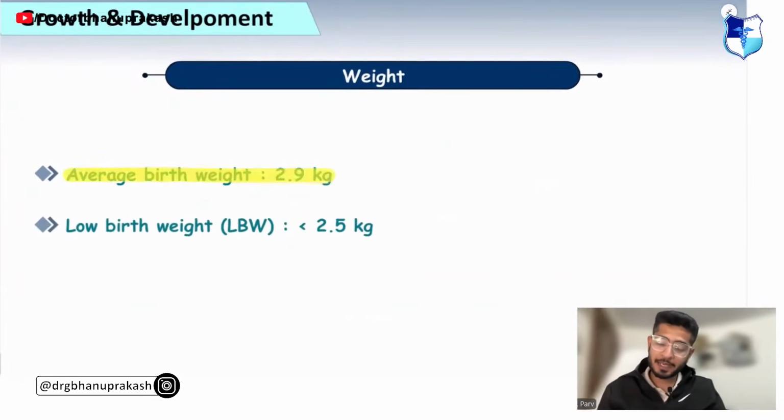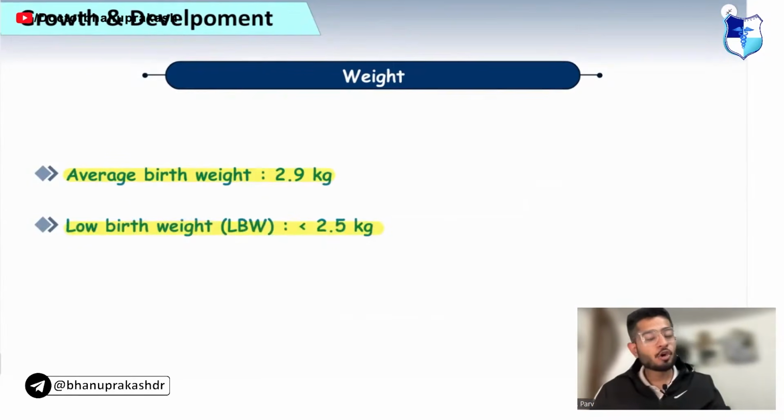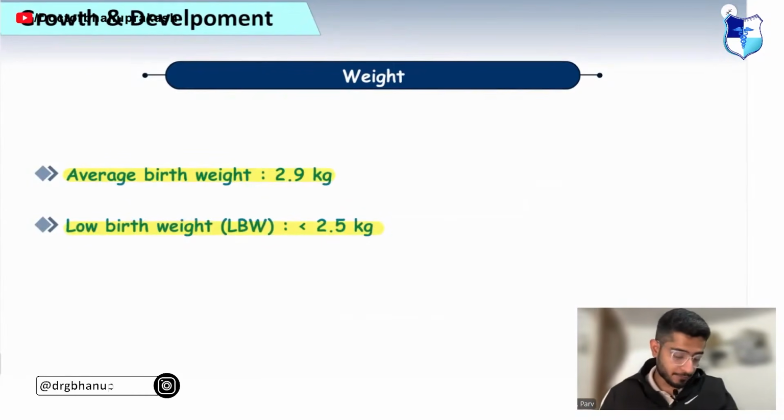Coming on to average weight. Average weight is 2.9 kgs. Low birth weight is less than 2.5 kgs.